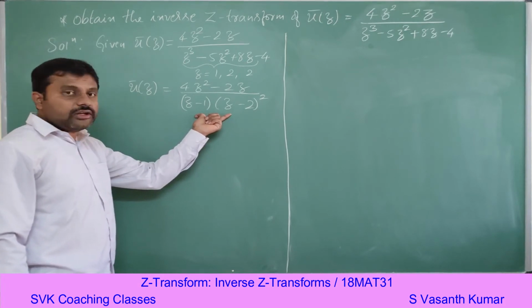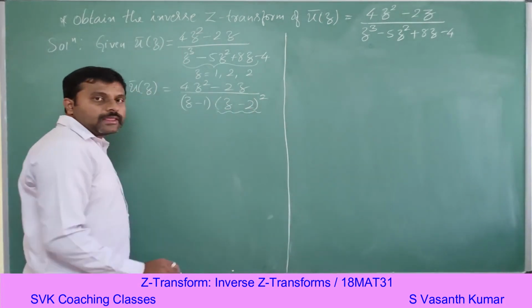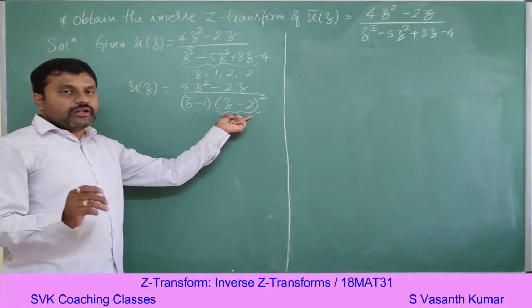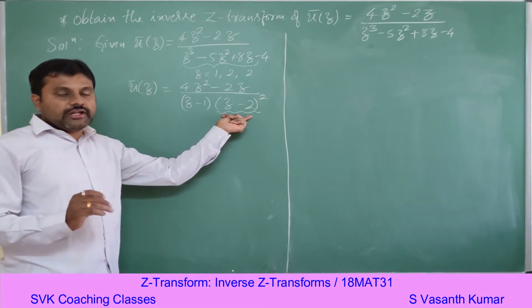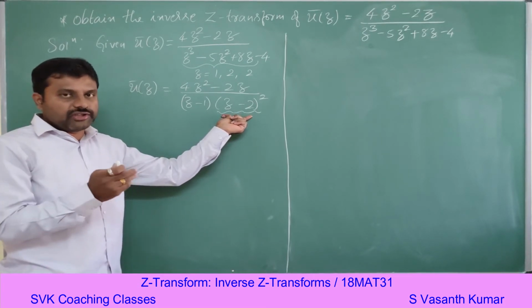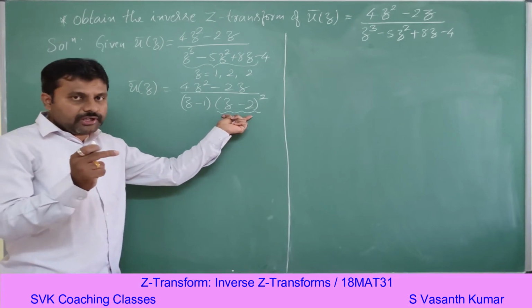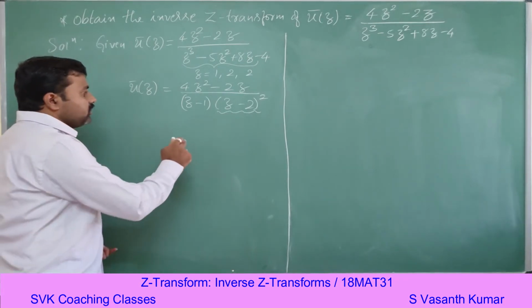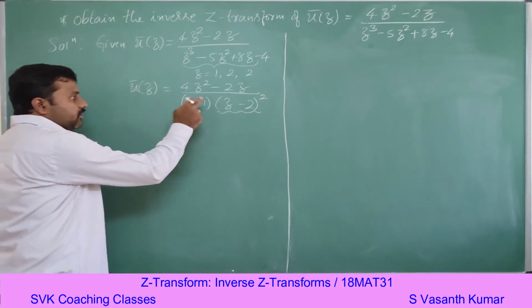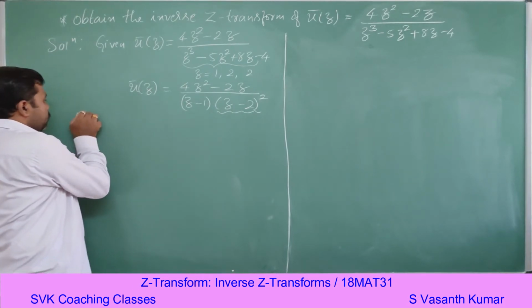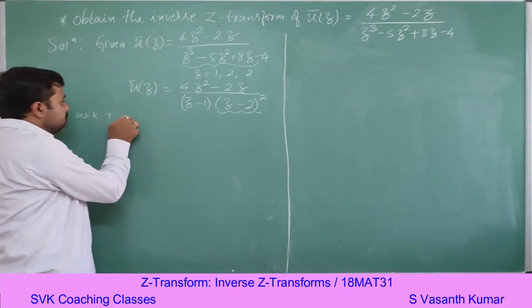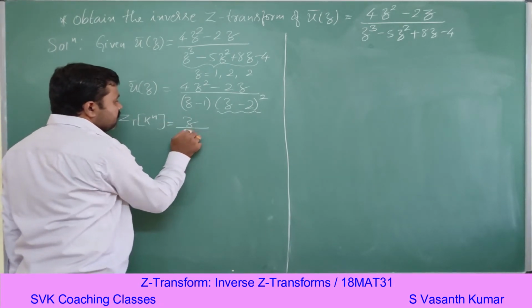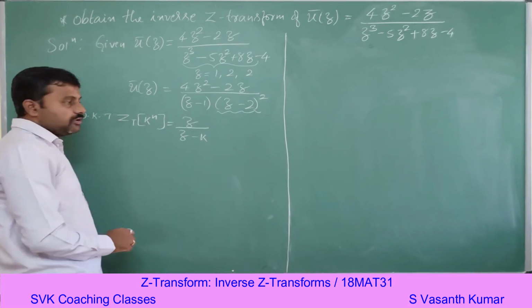But when I observe the factors, I have got a repeated factor. I have given in the note, if you get repeated factors in the denominator, the numerator should be of the form I have explained. If you get the repeated factor as z minus k whole square, the numerator should be kz, right? So in that way, I am going with that note. Considering that note, I will apply the definition of z transform. Z transform of k power n is z by z minus k.